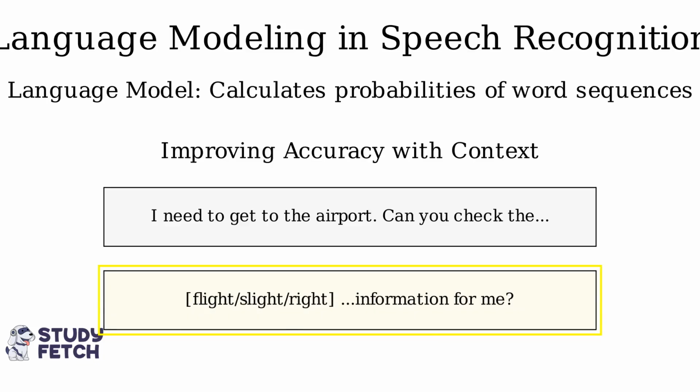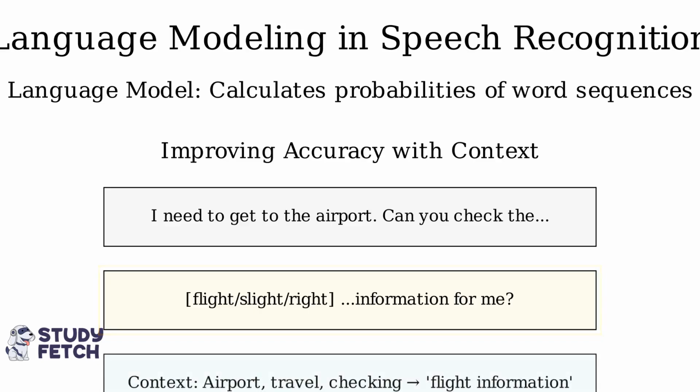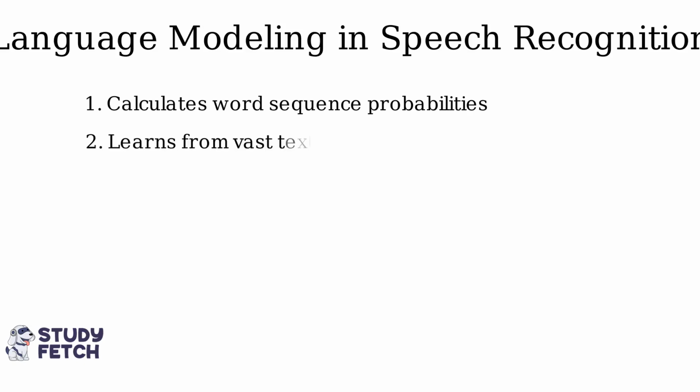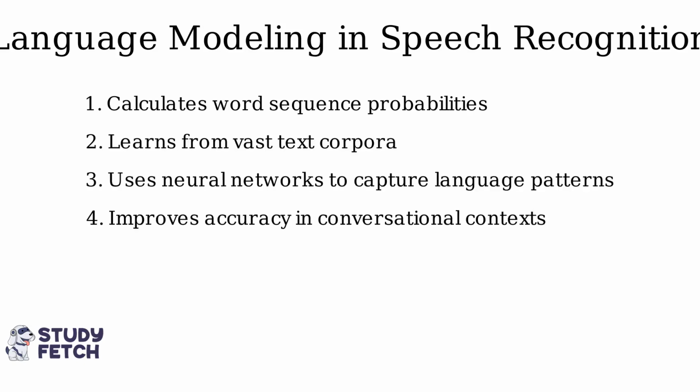When speech contains sounds that could be interpreted as different words, the language model uses context to determine the most likely option. In this example, the model recognizes that flight information is much more likely in an airport context than slight information or right information. To summarize, language models are essential for speech recognition because language modeling provides the contextual understanding that makes modern speech recognition systems truly effective.